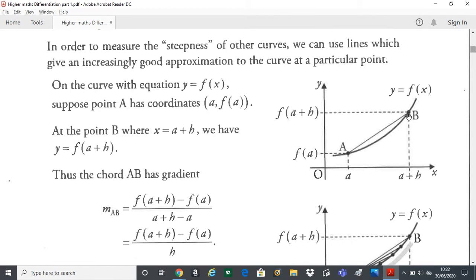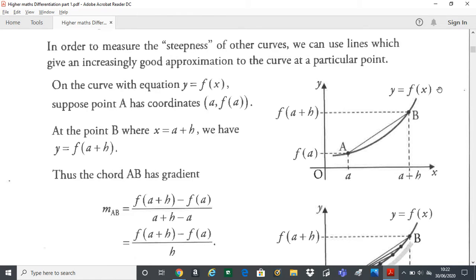So here we have a curve. If we drew a tangent to the curve at A there, the gradient would be different to the gradient of the curve at point B. Obviously, at point B, that curve is steeper than it is at point A. The process of differentiation would enable us to very quickly find the gradient of the curve at point A and also the gradient of the curve at point B if we needed it.